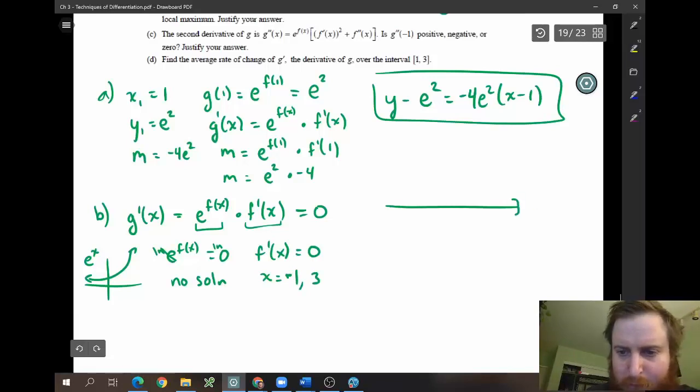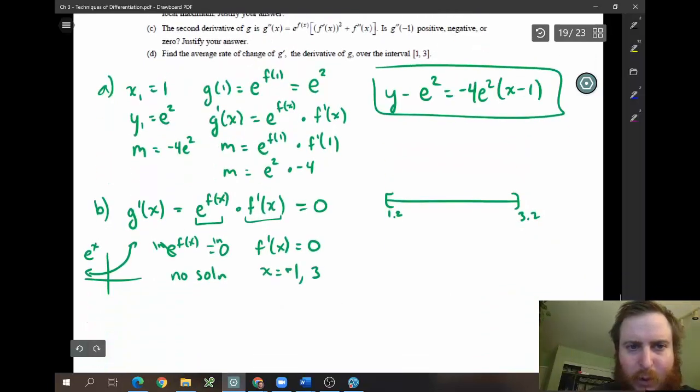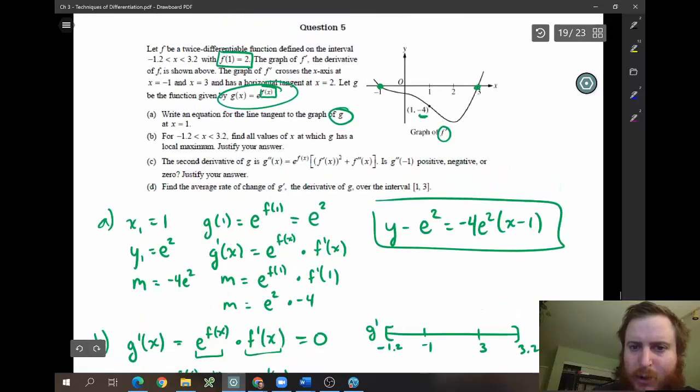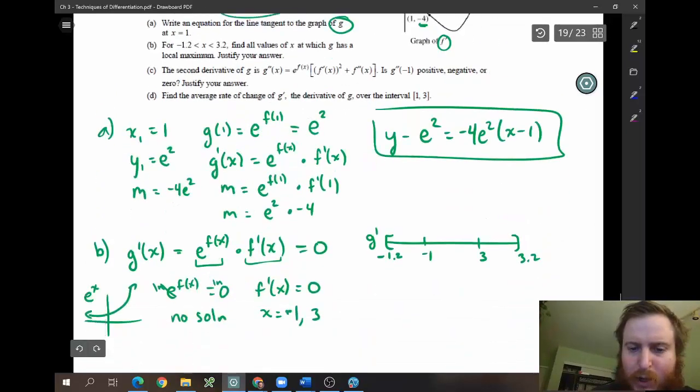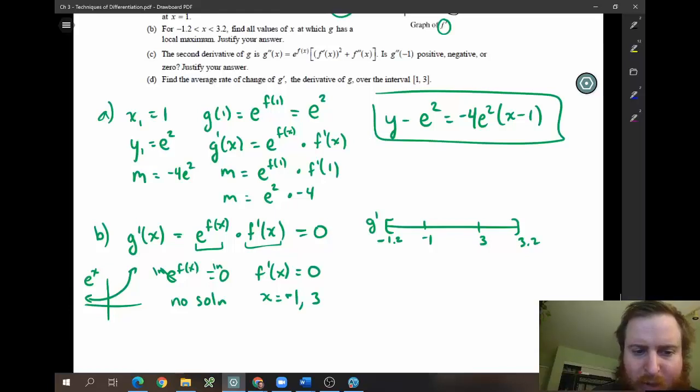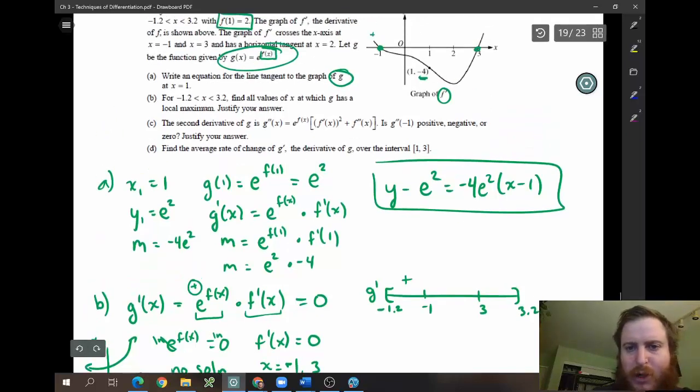So we're going to do our number line. I'm going to cap it at 3.2 and -1.2. We're going to label it g prime. And we have critical points at -1 and 3. So I'm going to plug in something like -1.1, something over here. We get positive. And then we need to also plug into e to the f of x. But e to the f of x, we just looked at the graph. We said this part's always going to give a positive. So positive times positive is positive. Then in between -1 and 3, we're negative. Positive times a negative gives negative. And after 3, we're positive. Positive times positive gives positive.